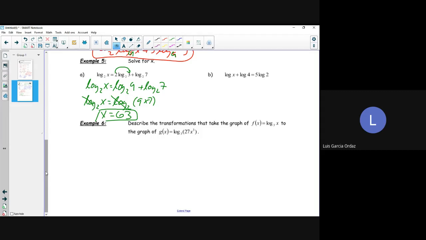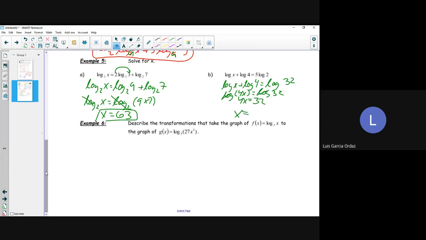And last but not least, we have log of x plus log 4 is equal to 5 log 2. So again, we're just using the product law. First, we have log of x plus log of 4 is equal to log of 2 to the 5, which is 32. And now we just have to use our product law. So you get log of 4 times x is equal to log of 32. The logs can cancel each other out because they have the same base of 10. So we are left with 4x is equal to 32.